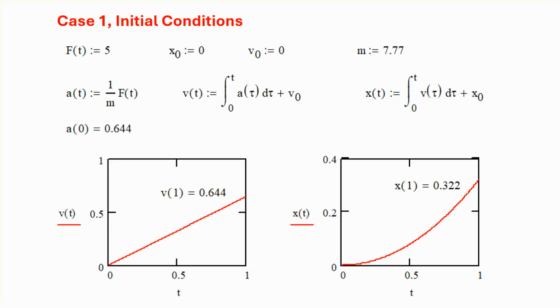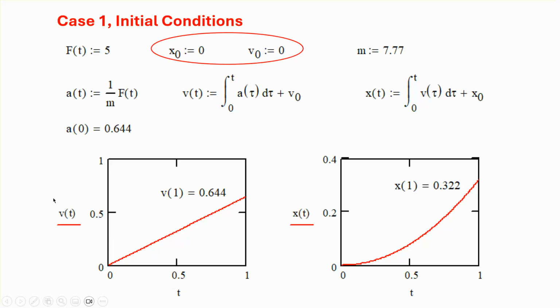Analytically, this is a very simple problem. If you take the force, 5 Newton, divided by the mass, you're going to get the acceleration. So it's going to be a constant acceleration, 0.644. And if the initial conditions are zero, velocity is obtained by integrating the acceleration, and position is obtained by integrating velocity. If you do these things, you're going to get very simple functions. Velocity is going to be linear like that, and the position is going to be parabolic. So this is not rocket science, just maybe grade 12 or first year university physics.